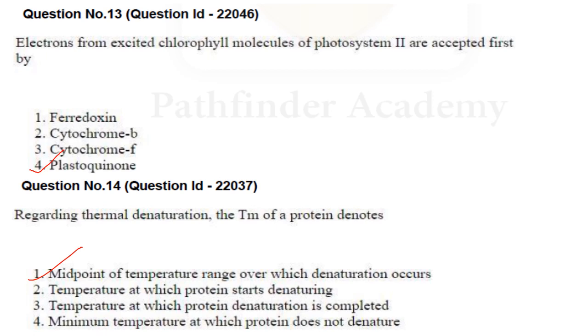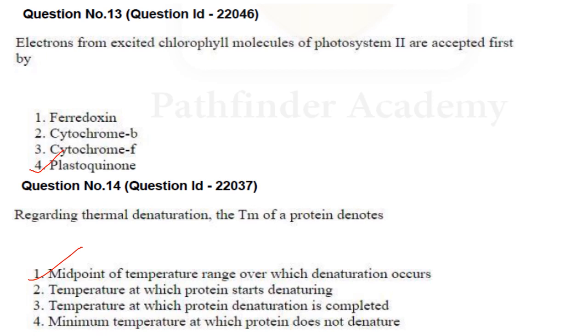Regarding thermal denaturation, the Tm of a protein denotes. So the denaturation midpoint of a protein is defined as the temperature, that is Tm, at which the folded and unfolded states of the protein are equally found. That is, they are at equilibrium. That is called the Tm of the protein. So as per the options given here, midpoint of temperature range over which denaturation occurs. That is correct.